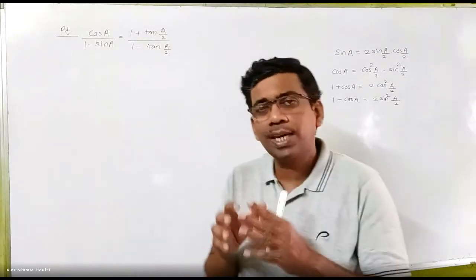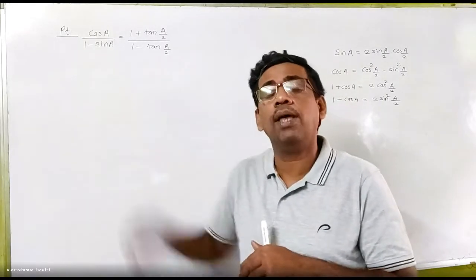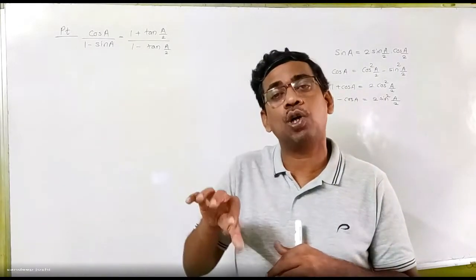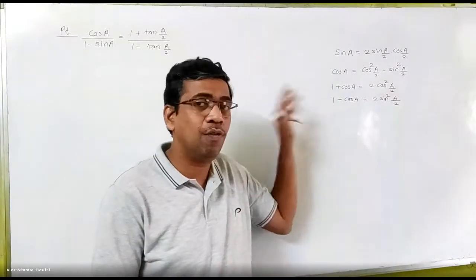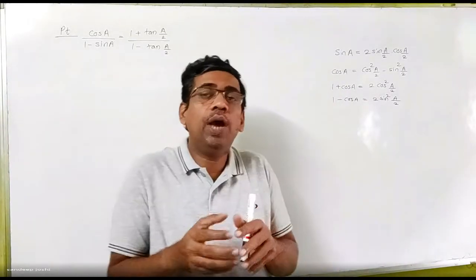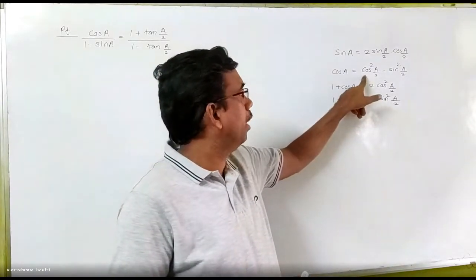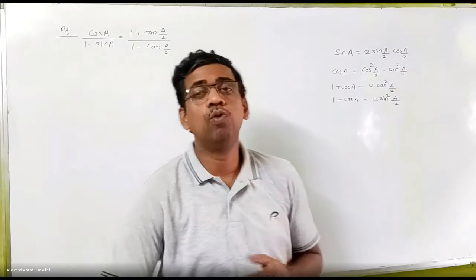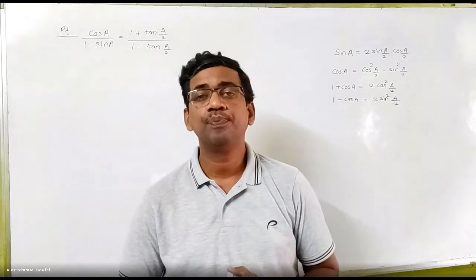Why I'm emphasizing this point is that in some numericals, we may have 1 plus cos A or 1 minus cos A. At that time, we can go for this set of formulas. But when we have only cos A, it is nothing but the same part. This is the original formula we use for cos A: cos square A by 2 minus sin square A by 2.